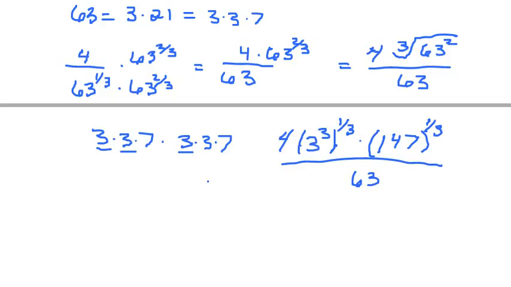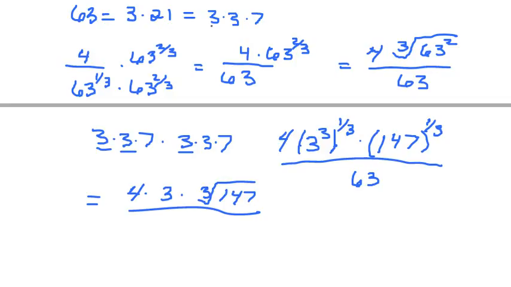Let's go ahead and rewrite this. So 3 to the third raised to the 1/3 is just going to be 3, and 4 times 3 is 12. But I'm just going to write it as 4 times 3 right here. And then we'll write that as the cube root of 147. And that's all over 63.